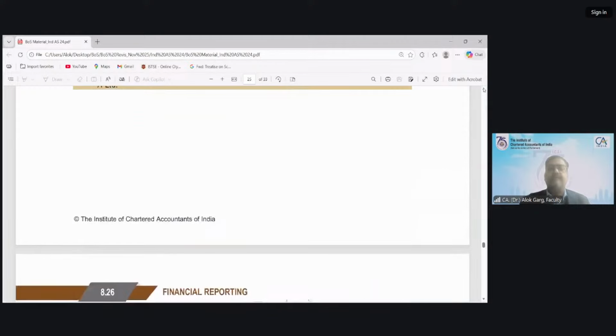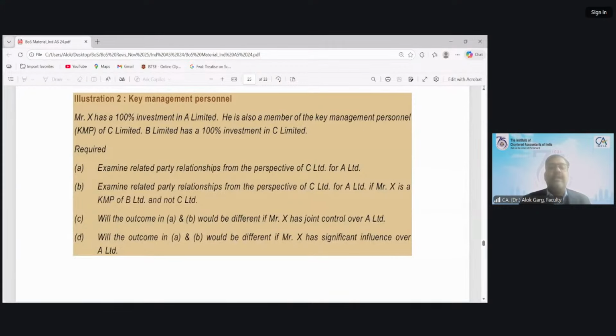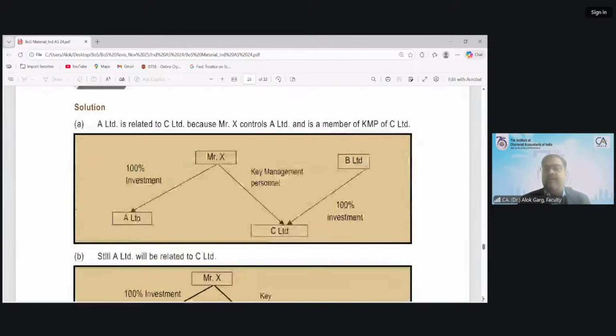Then will the outcome in A and B would be different if Mr. X has a joint control over A Limited? So Mr. X has a joint control over A Limited and Mr. X is a KMP in B Limited or C Limited, whatever. Tell me whether A and C will be related party or not. Yes, sir. They will be related parties, sir.